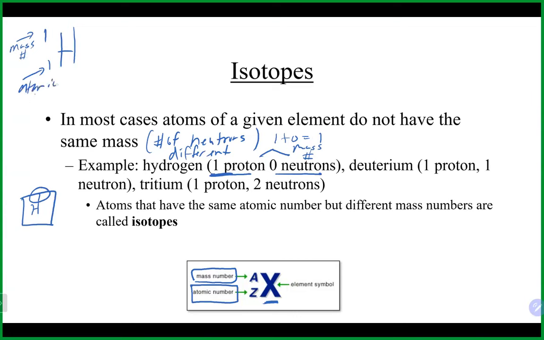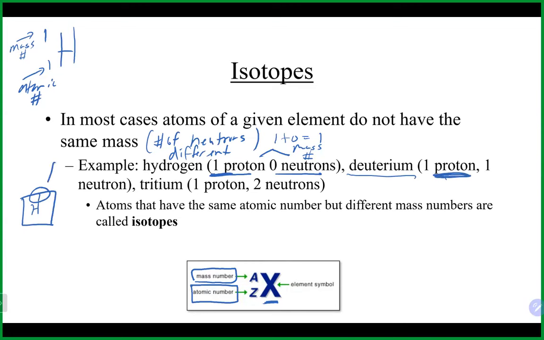And to figure out neutrons, top number minus bottom number. 1 minus 1 is 0, which gives you 0 neutrons. Now, it is helpful to know the idea about atomic number, because when we get a name like deuterium, it doesn't sound like hydrogen at all, but we know it is actually still hydrogen because it also has 1 proton.